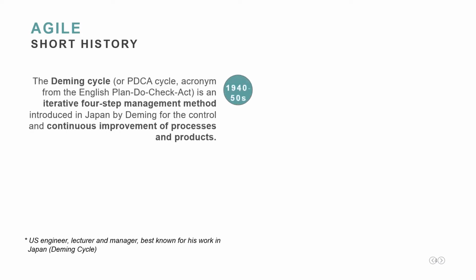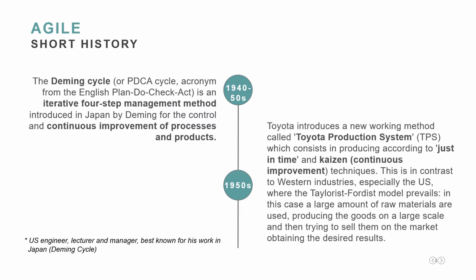Let's step back for an interesting brief history of Agile. We move back to the early 1940s, when W. Edwards Deming, US engineer and manager, best known for his work in Japan, introduced the so-called Deming Cycle, or PDCA, an acronym that stands for Plan, Do, Check, Act. That was an iterative four-step management method for the control and continuous improvement of processes and products. In particular, the third and fourth steps were check and act, meaning that after the production, it was needed a verification of the work done and an adaptation of the process for the next iteration. These anticipated two of the three Scrum pillars that were introduced later on: inspect and adapt.